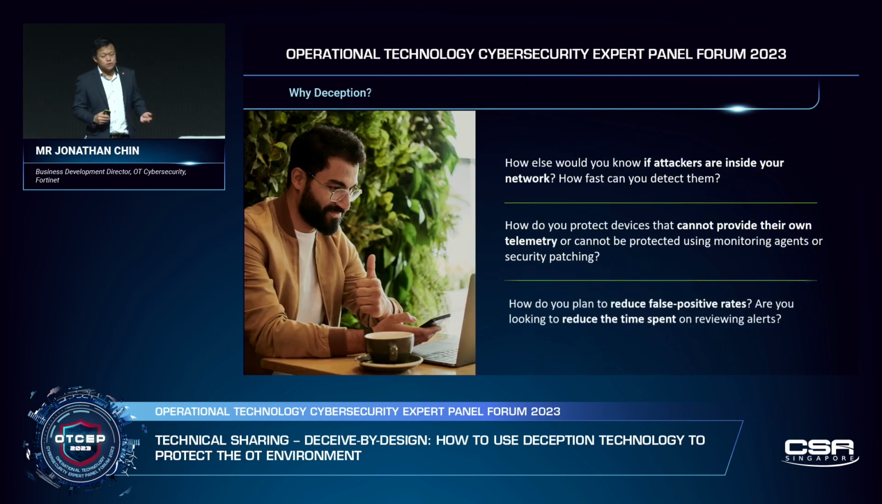So why deception in OT? How else would you know if attackers are inside your network? How fast can you detect them? How do you protect devices that cannot provide their own telemetry or cannot be protected using monitoring assets or patching? And the last one: how do you plan to reduce false positive alerts? Are you looking to reduce the time spent reviewing alerts?